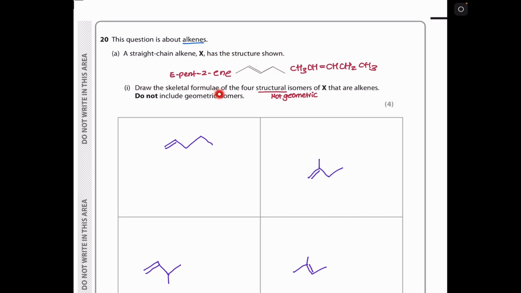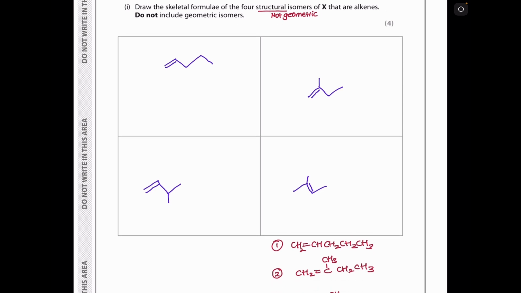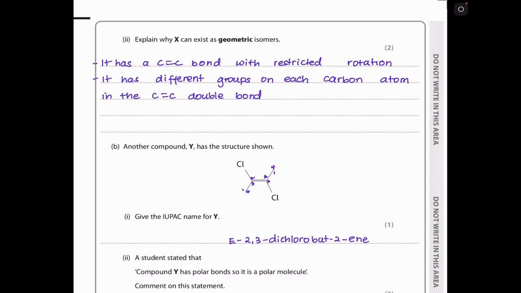They said draw the skeletal formulae of the 4 structural isomers of X that are alkenes, do not include geometric isomers. So for the first one, I took the double bond to be on carbon 1 and I created that. Then for the next one, I branched off 1 carbon and put it here, and I got that. For the third one, if I take the double bond here after branching, I got that. And then this could be taking this to the other carbon and leaving it in this manner, I got that. So those are the 4 possible alkenes that could be formed. And again, I wrote them here using their structural formulae. Next is explain why X can exist as geometric isomers.